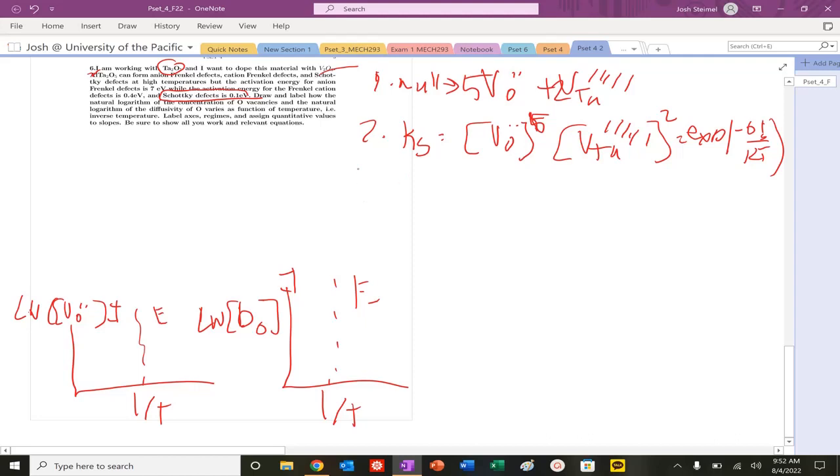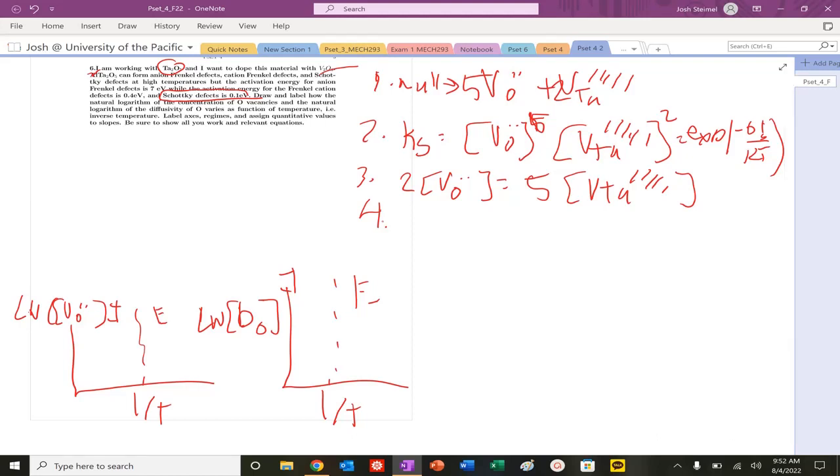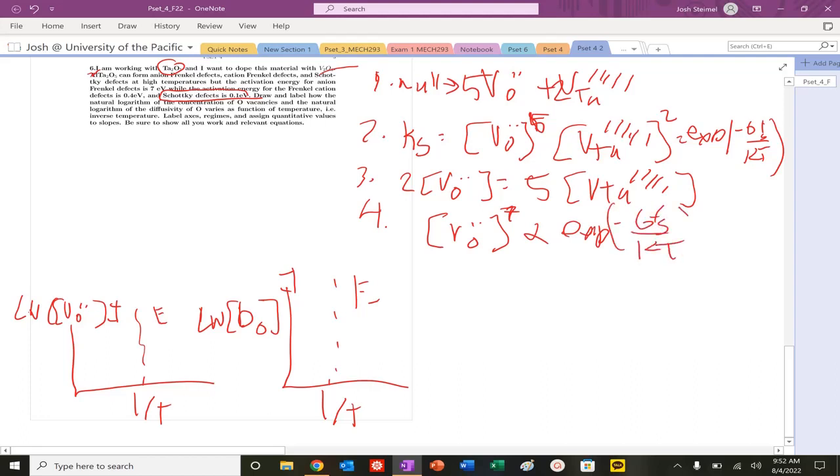I need my electron neutrality statement, which is just going to be 2 V naught equals 5 V Ta. So what am I going to do here? Well, I am going to rewrite that expression again. We've kind of done this before. I'm going to plug this in, but I can already see that V naught to the 7th is going to be proportional to exponential minus G formation of Schottky over kT. So I'm going to redo that math, put the 7 down here.